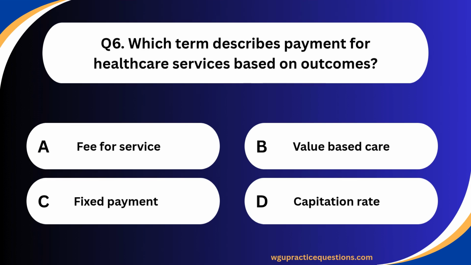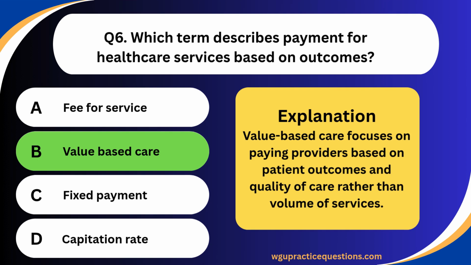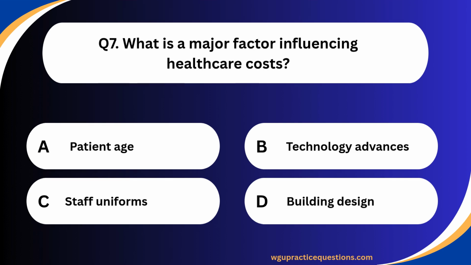Question 6. Which term describes payment for healthcare services based on outcomes? A. Fee for service. B. Value-based care. C. Fixed payment. D. Capitation rate. Which one is the correct answer? The correct answer is B. Value-based care. Explanation. Value-based care focuses on paying providers based on patient outcomes and quality of care rather than volume of services.